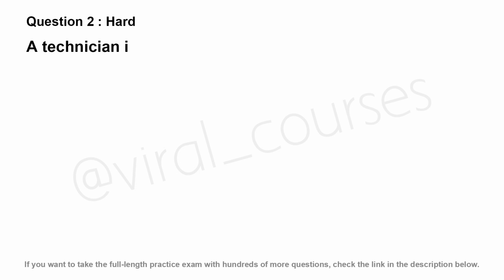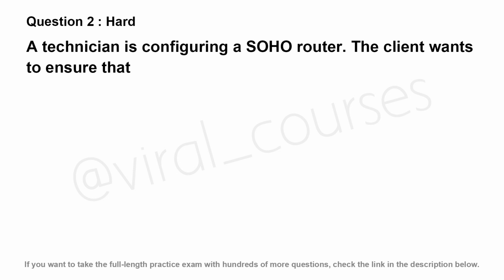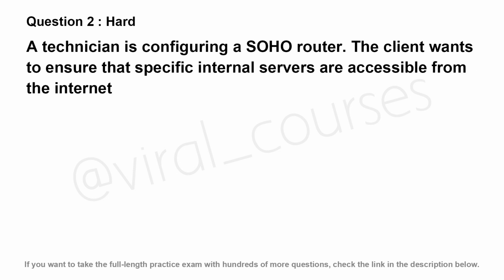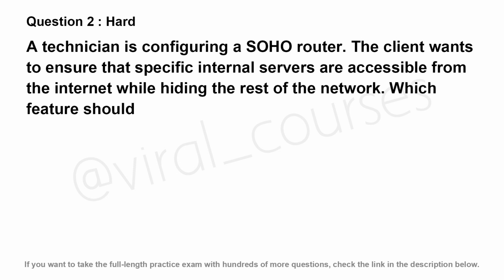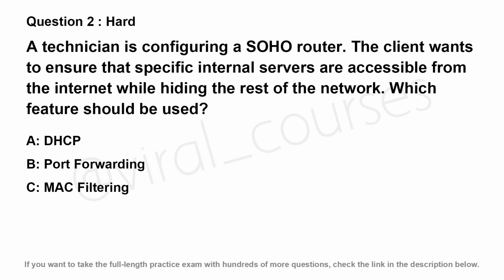A technician is configuring a SOHO router. The client wants to ensure that specific internal servers are accessible from the internet while hiding the rest of the network. Which feature should be used? Option A, DHCP. Option B, port forwarding. Option C, MAC filtering. Option D, UPnP.